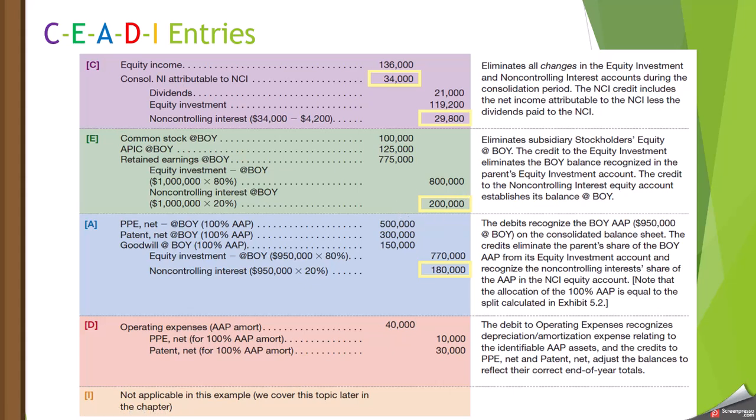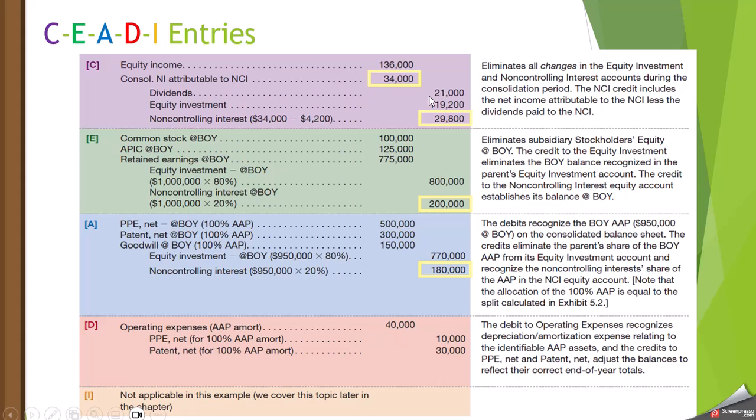This one's a little bit more complex, the C entry. So I kind of map it out. Like, we know we're going to look at the income statement and we're going to see the parent's equity income. So we know we have to eliminate all of that. We know we have to eliminate all of the dividends.